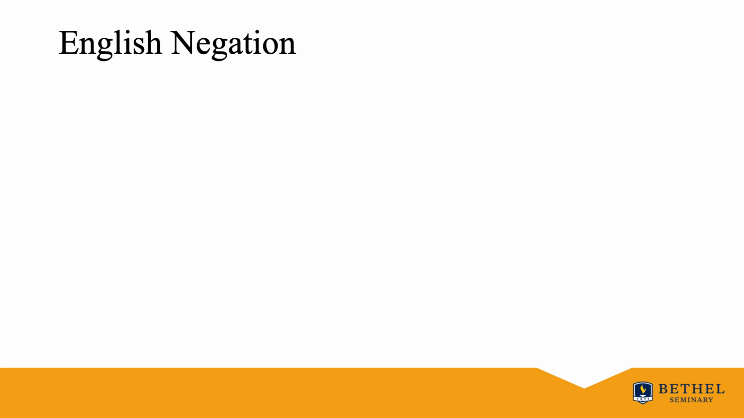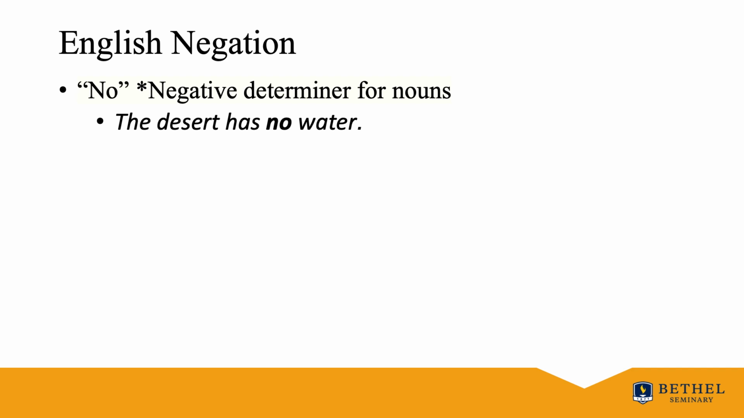In English, the word no can serve in different ways. The first way is you can simply negate a noun. For example, the desert has no water. Here, you can see that the negative is functioning to talk about the lack of the noun water.